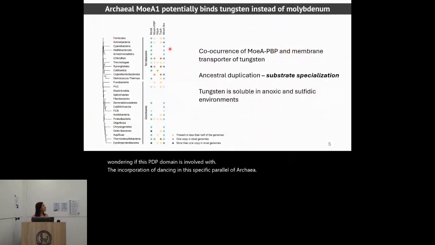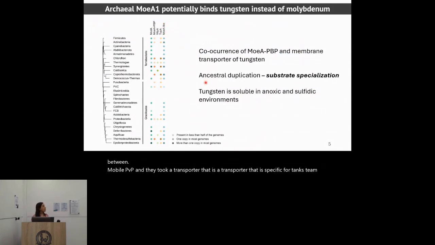To understand this better, we looked for the co-occurrence of the fused protein MoeA-PBP with all the membrane transporters known for molybdenum and tungsten, because if the cell is creating a tungsten cofactor, first it has to incorporate tungsten inside the cell. So first we looked for this in archaea, but we didn't find any correlation, because basically most archaea, or all archaea, have all the transporters for molybdenum and tungsten. But if we focus on that small clade of bacteria that also has MoeA-PBP, we saw a very clear co-occurrence between MoeA-PBP and the type A transporter, which is a transporter that is specific for tungsten.